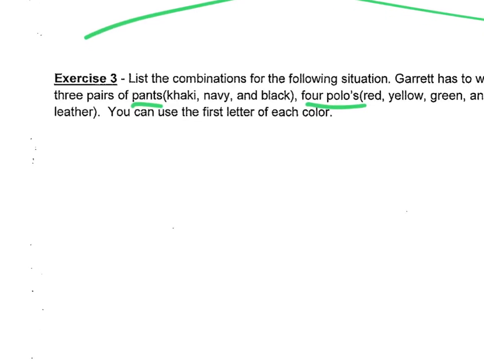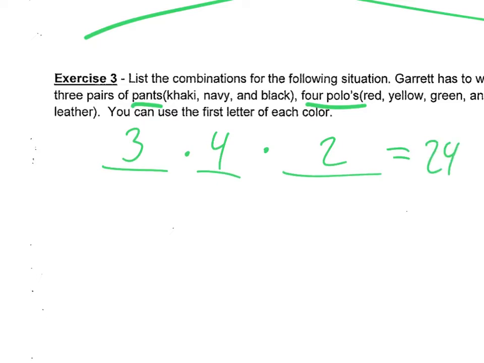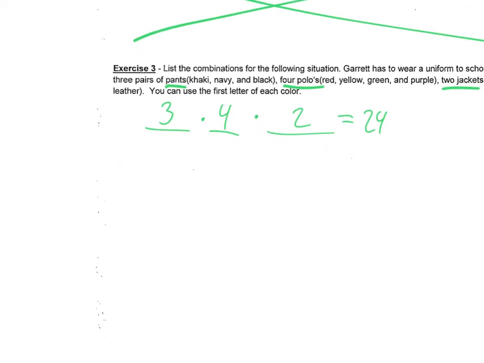For pants, he has 3 options. So we've got 3 different things that we're finding, right? He's got 3 pairs of pants, he's got 4 polos, and he's got 2 jackets to choose from. Well, let's multiply this straight across. 3 times 4 is 12, times 2 is 24. When I create my tree diagram or when I start making my list, I should see a total of 24 combinations. Let's start with the pants first, okay?